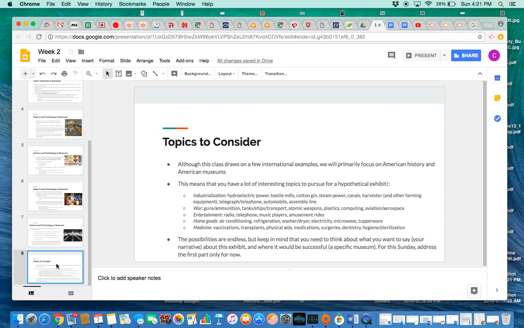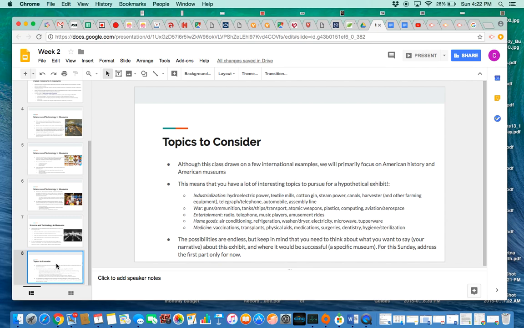If you're more interested in kind of the major domestic changes that happen as a result of technology, right, you can look at entertainment and you can look at home goods, right? There are developments in radio and telephone, even things like amusement park rides, and technology changes in that regard, and how people spend their leisure time is a huge development that comes as a result of science and technology.